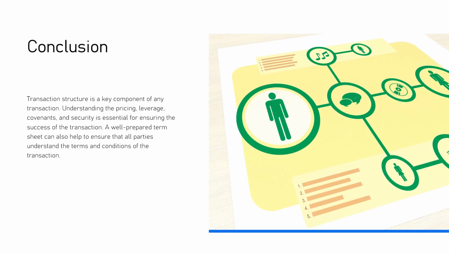Conclusion. Transaction structure is a key component of any transaction. Understanding the pricing, leverage, covenants, and security is essential for ensuring the success of the transaction. A well-prepared term sheet can also help to ensure that all parties understand the terms and conditions of the transaction.